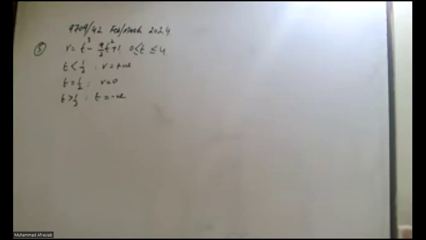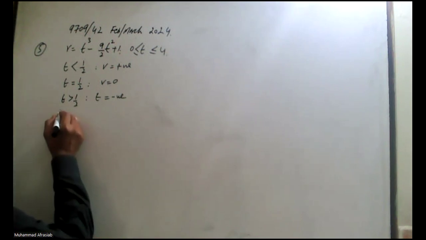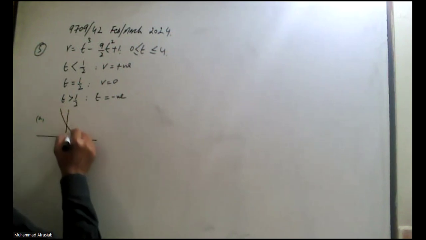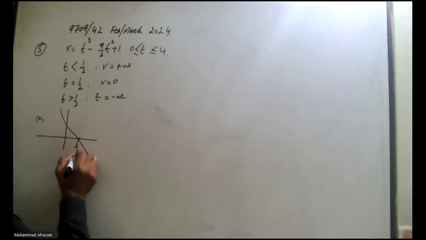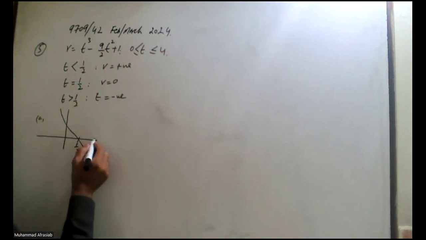Since in this question they have mentioned that for time less than half the velocity is positive, it is 0 when time is equal to half, and it is negative when t is more than half. So for part A, we have to make a sketch of this graph, and it is like this. So this is half. Before t half it is positive, at half it is 0, and after half it is negative.